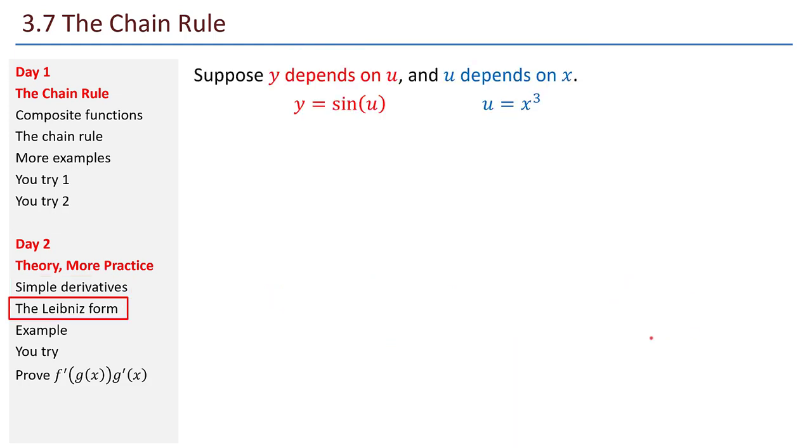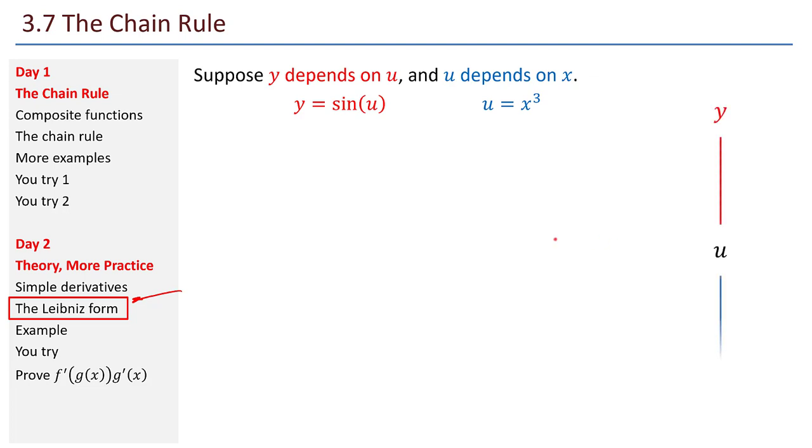Okay, let's talk about a different way of thinking about the chain rule. This is the Leibniz form of the chain rule. Suppose that y depends on u, and u depends on x. For example, maybe y equals the sine of u, and u is x cubed. So y is a variable that depends on u. As u changes, that's going to change the value of y, and u depends on x. So as x changes, the value of u changes.